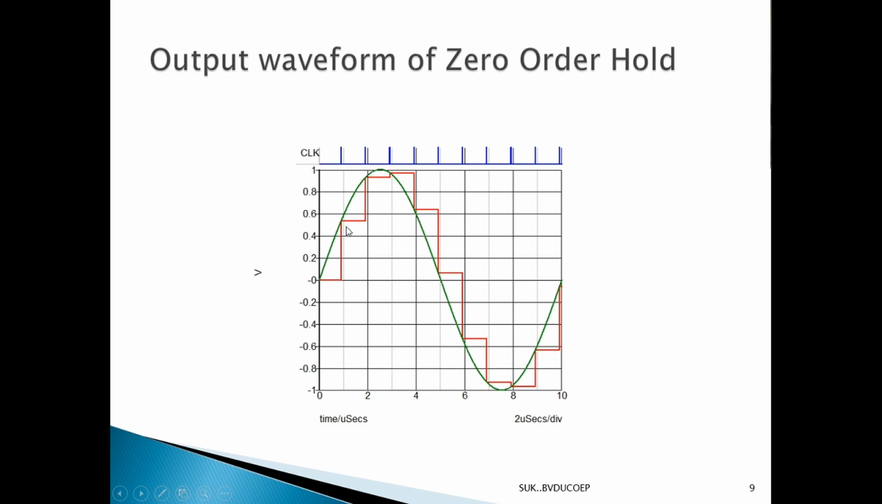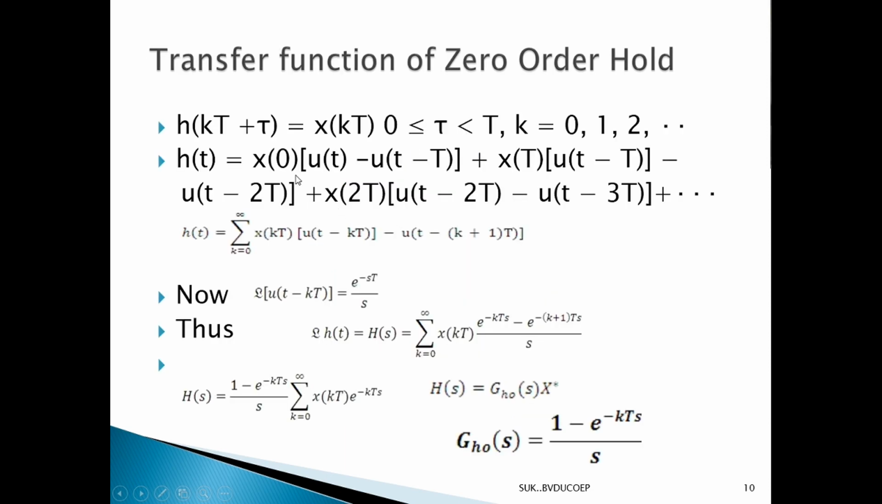u(t) and u(t minus T). The summation of all, the summation gives the original value, the difference between these. Similarly x(T), the difference between these two, like that. Summation of all the signals, t minus T, t minus 2T, like that, at each and every instant. If you consider the summation, it is k equal to 0 to infinity of x(kT) times u(t minus kT) minus u(t minus (k plus 1)T).